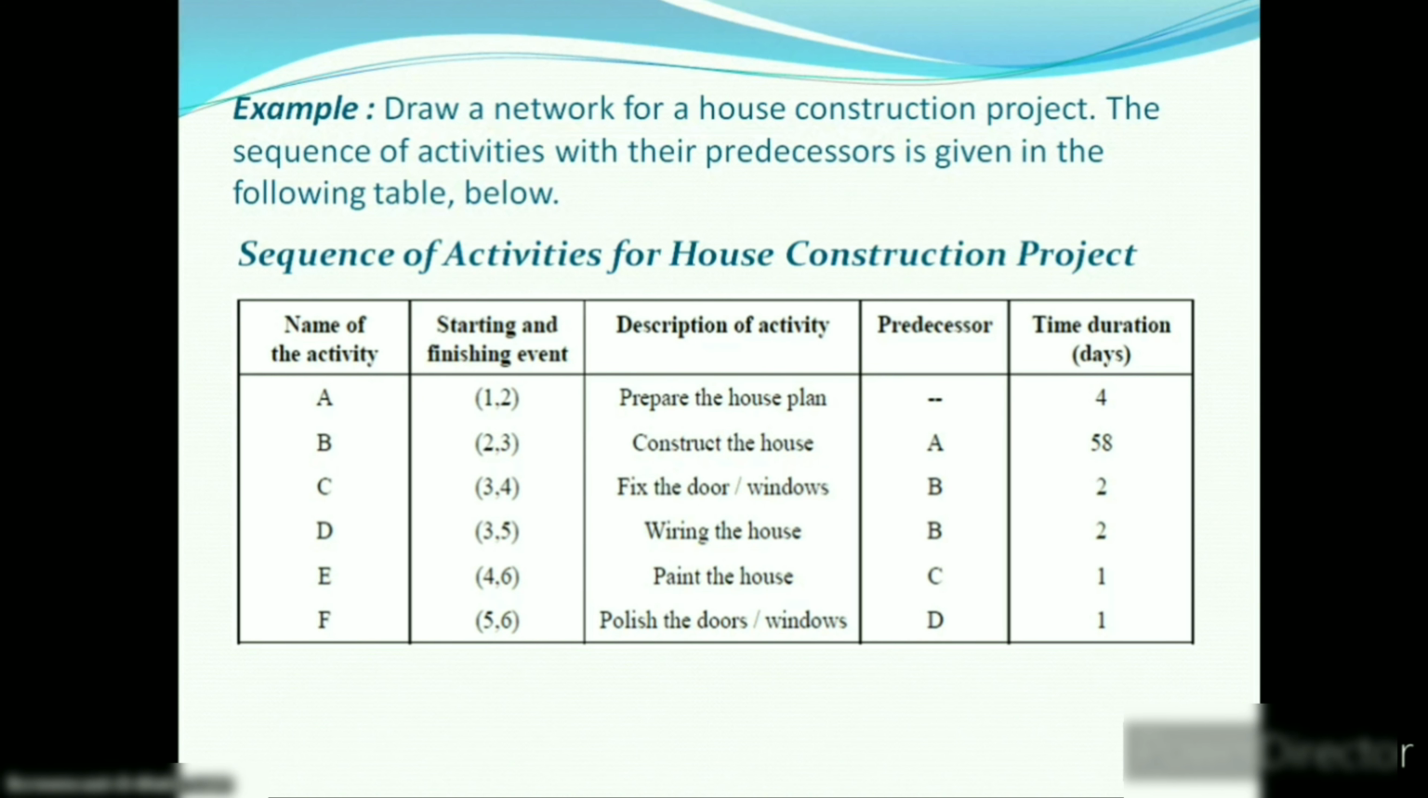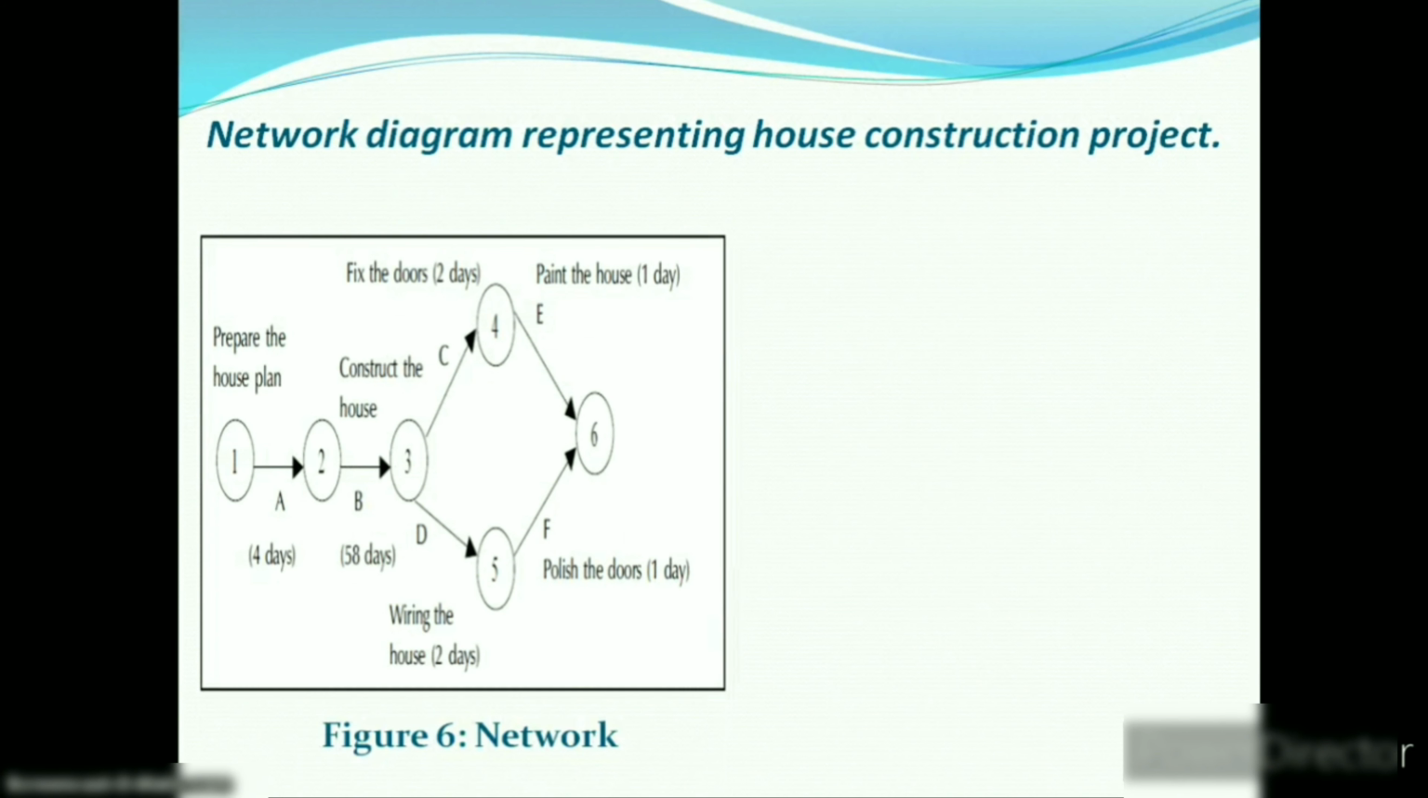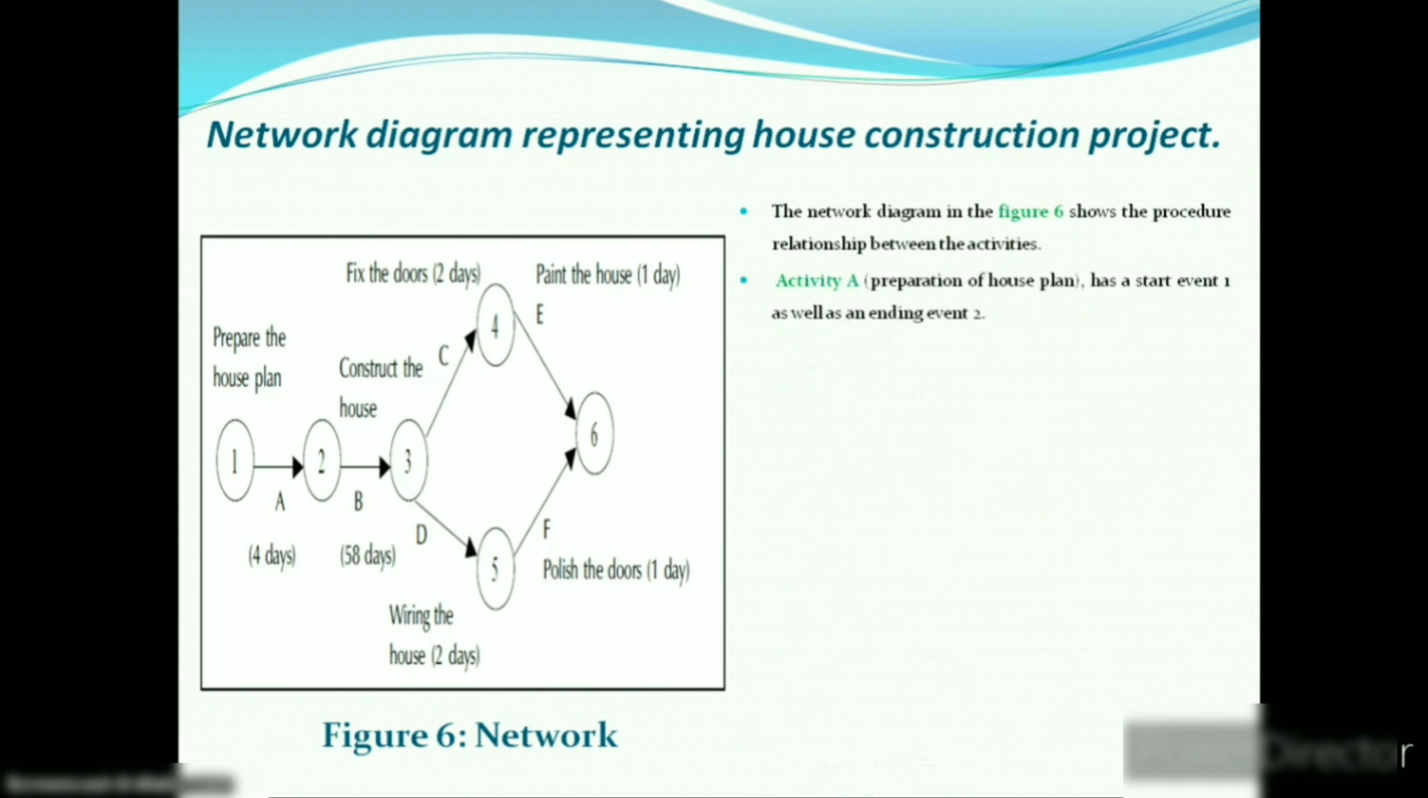Now we move on to the next slide. Here we draw the network of the project. Initially we find the relationship between various activities and also identify the preceding and succeeding activities. Here activity A starts and ends at events 1 to 2. Activity B starts and ends at events 2 to 3. Activity B cannot start until activity A has been completed.